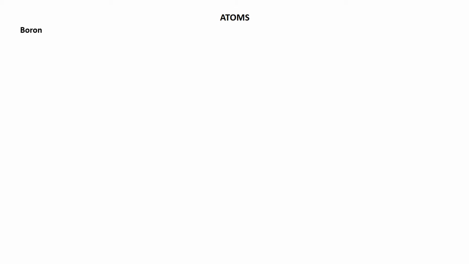Let's think about boron, okay? Lovely, beautiful metalloid element, boron, that has two stable isotopes, boron 10 and boron 11. So these two differ by 1.